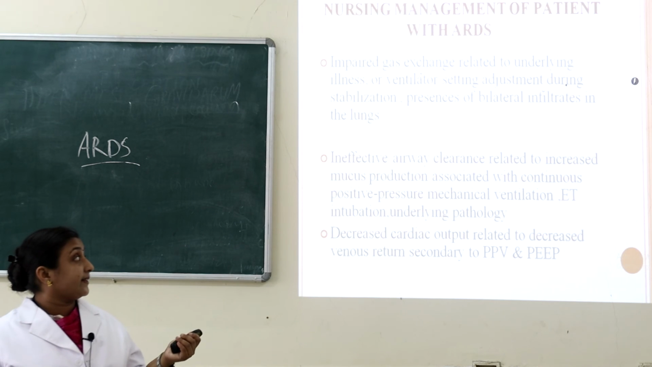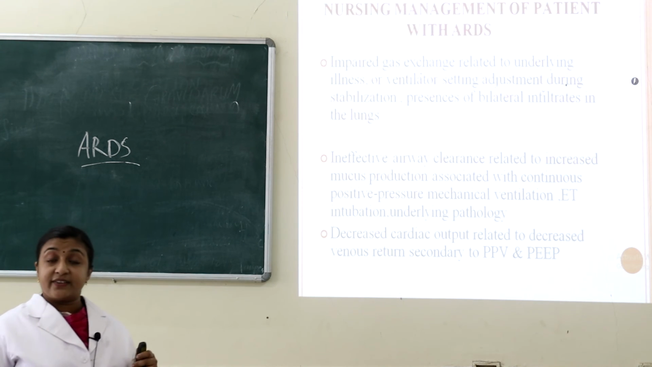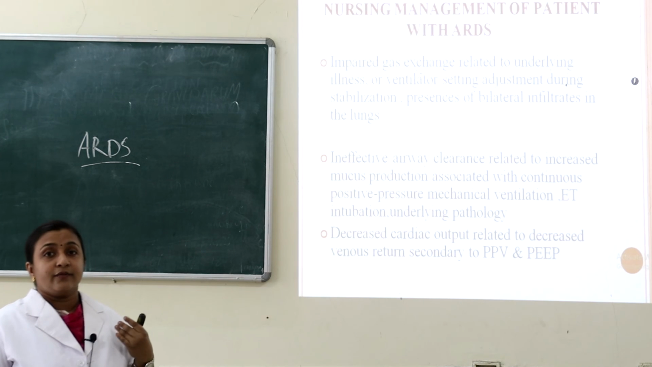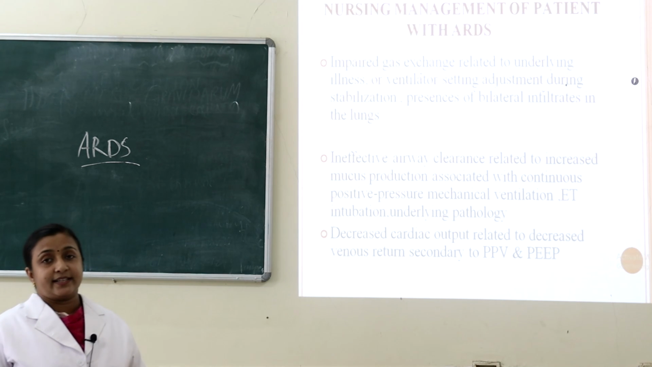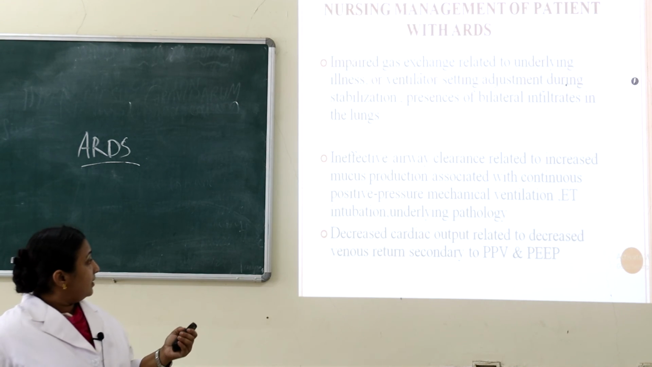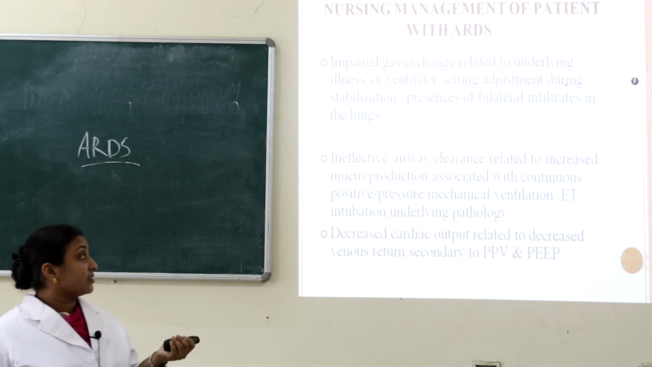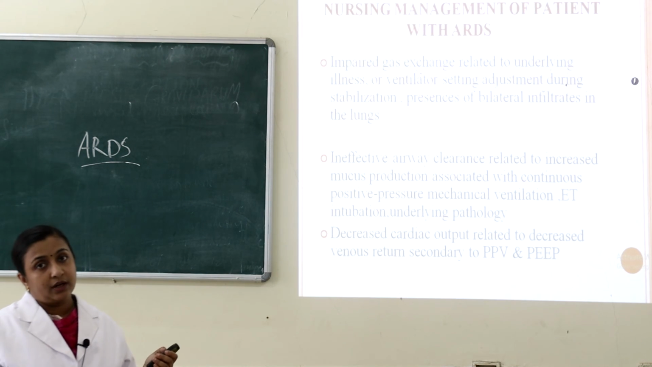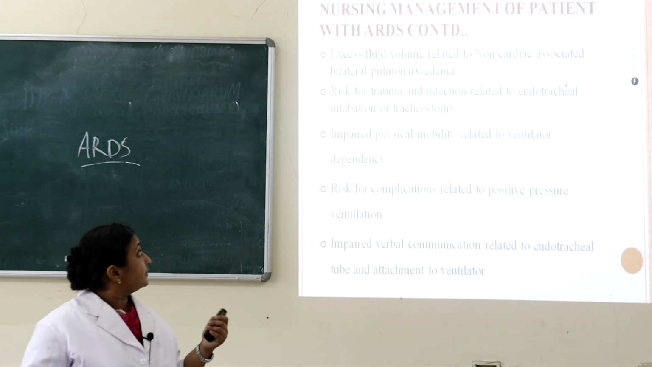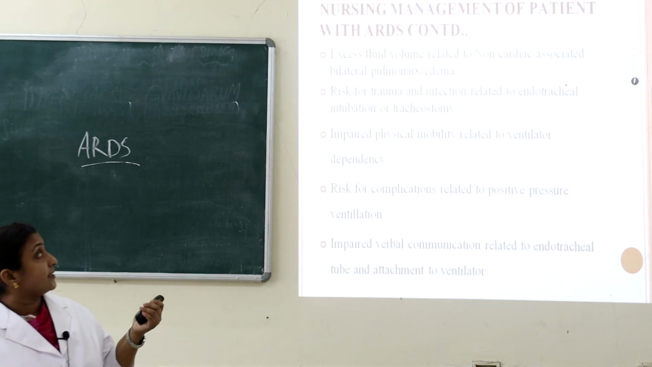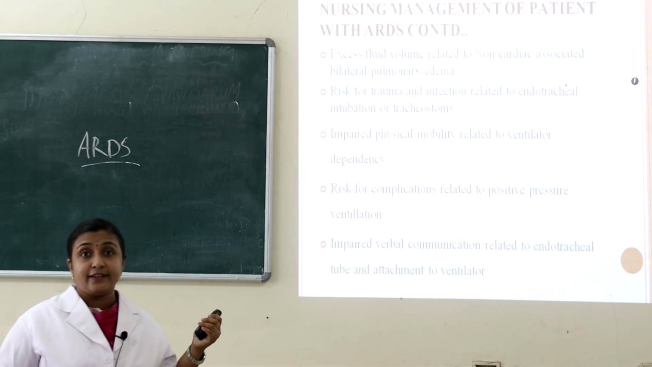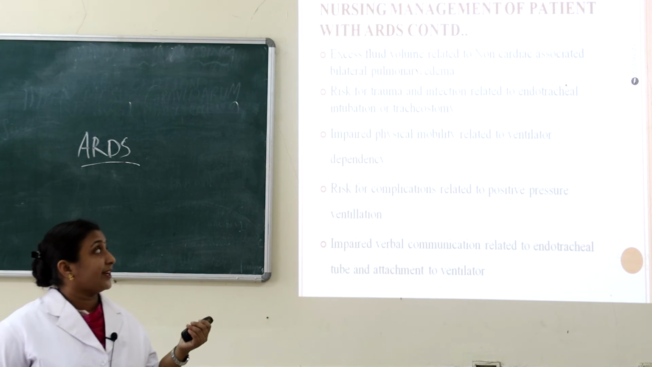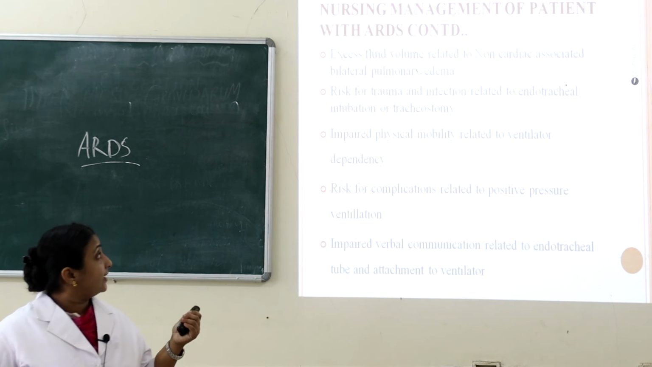The next is ineffective airway clearance. Ineffective airway clearance because of the increased secretion, mucus production will cause us the ineffective airway clearance. Then decreased cardiac output, which is related to the decreased venous return secondary to the ventilator. The next is the excessive fluid volume related to the non-cardiogenic causes. Then risk for trauma and infection related to the endotracheal intubation.